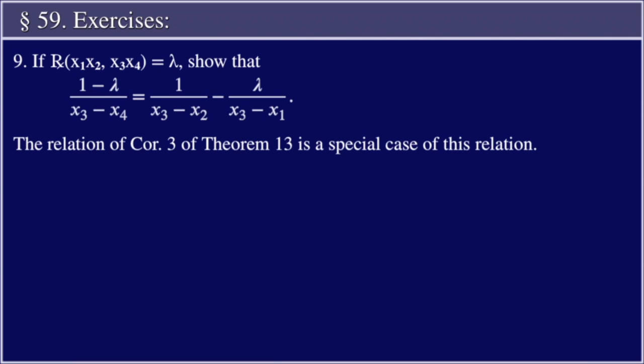9. If the cross ratio of x1, x2, x3, x4 is equal to lambda, show that (1 minus lambda) divided by the quantity (x3 minus x4) is equal to 1 divided by the quantity (x3 minus x2), minus lambda divided by the quantity (x3 minus x1). The relation of Corollary 3 of Theorem 13 is a special case of this relation.